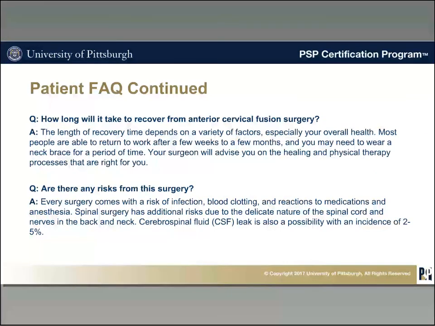Another question is, how long will it take to recover from a cervical fusion? The length of recovery, of course, depends on many different patient factors, generally their overall health. But most people are able to return to work in a few weeks to at least a couple of months. It is perfectly safe for patients who are not enduring heavy loads and lifting as part of their essential daily work to return as soon as 2 weeks after the procedure.